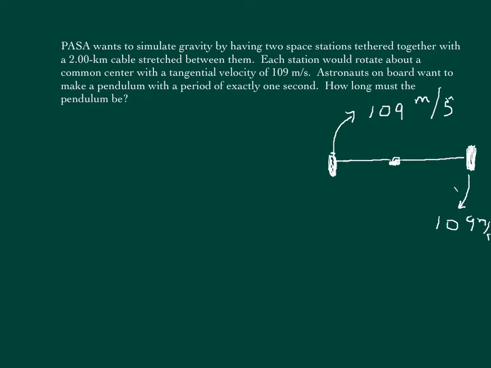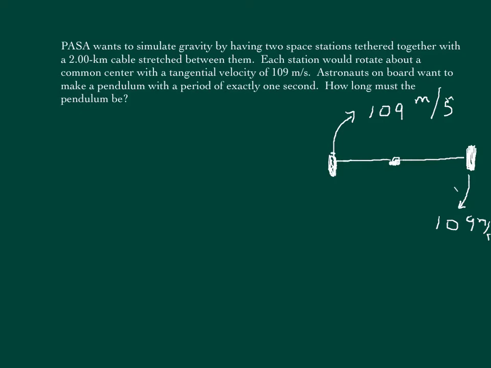The Prince of Peace Aeronautics and Space Administration wants to simulate gravity by having two space stations tethered together with a 2-kilometer cable stretched between them. Each station would rotate about a common center with a tangential velocity of 109 meters per second. Astronauts on board want to make a pendulum with a period of exactly 1 second. How long must the pendulum be?